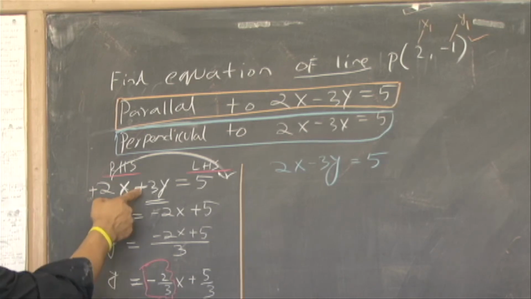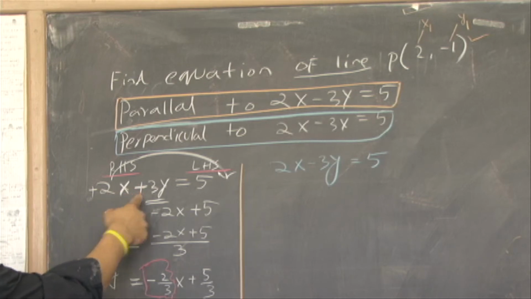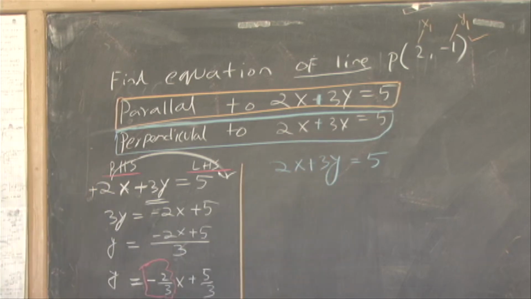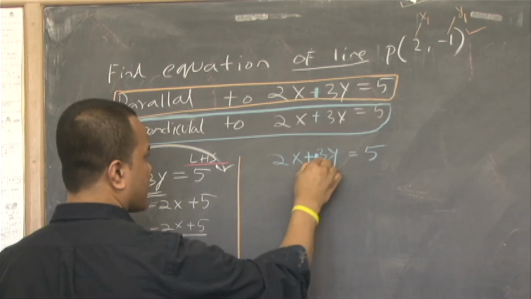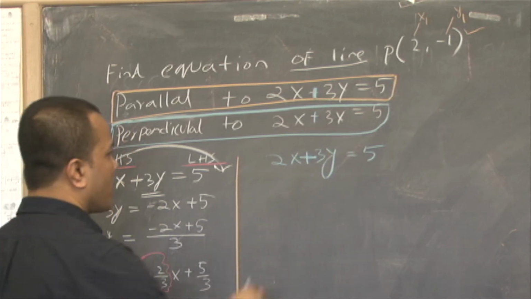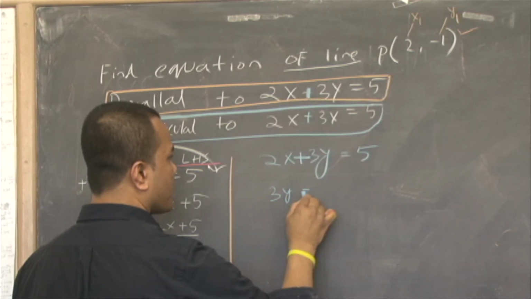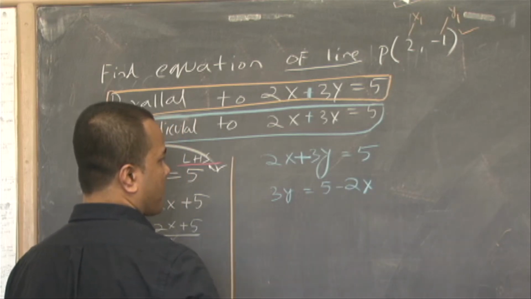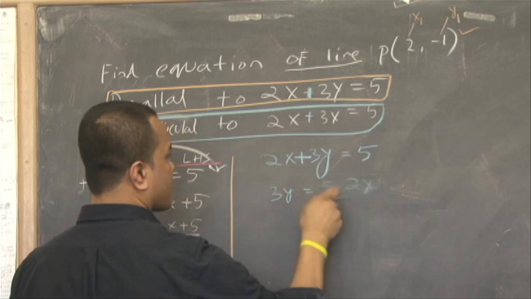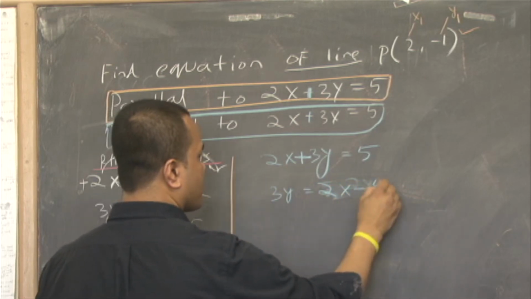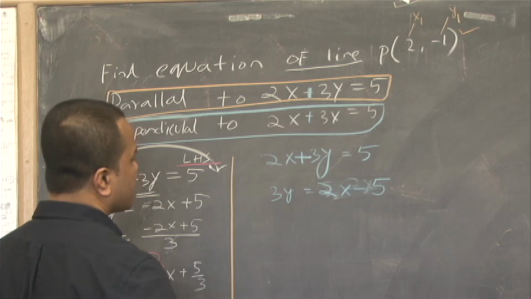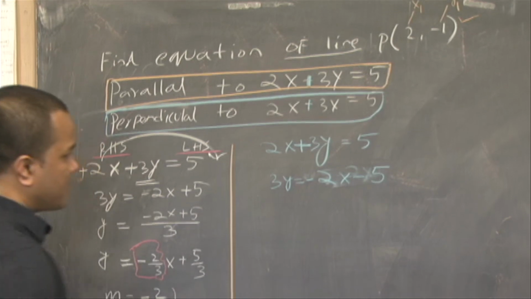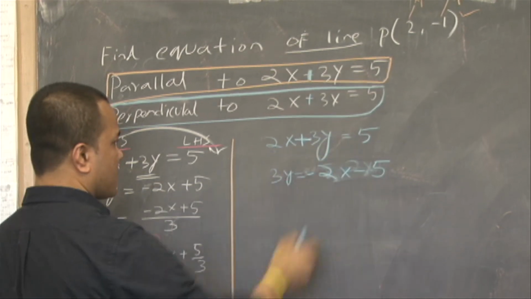This time I use the plus, so let's make it plus. I think I made a mistake, but anyway, it doesn't matter as long as we understand that. So 3y is equal to 5 minus 2x. So we can write 2x minus 5. And I keep making mistakes. You have to put minus over here because you're sending this guy to the other side.